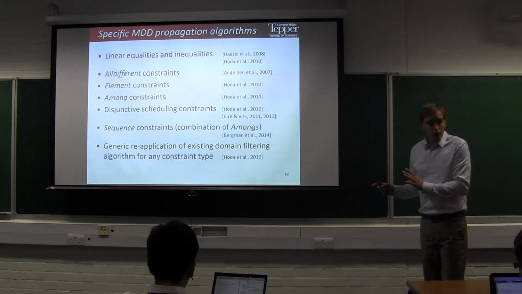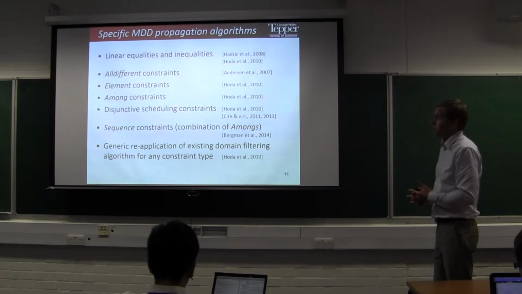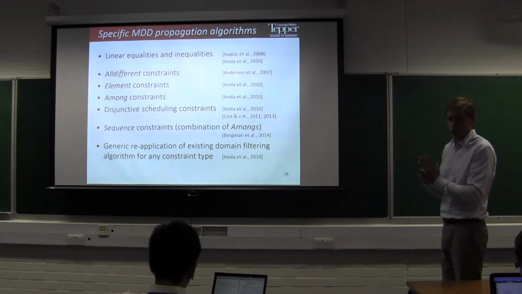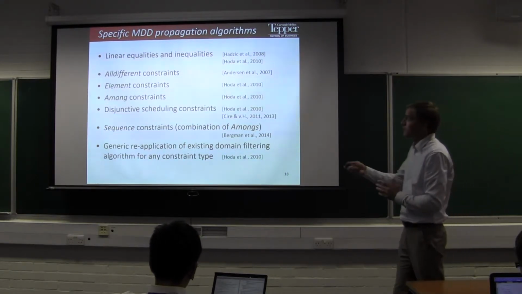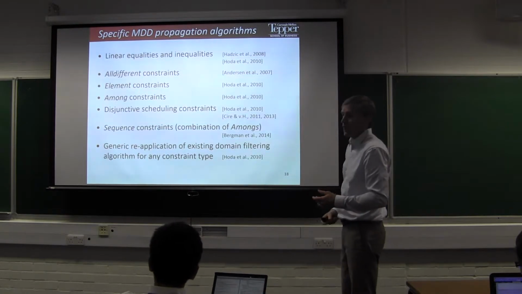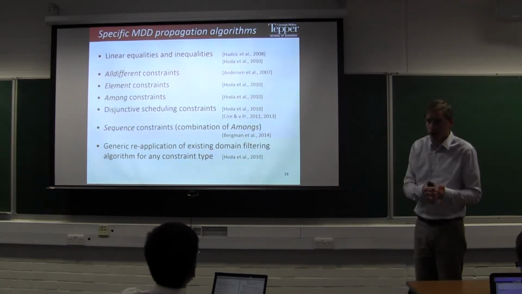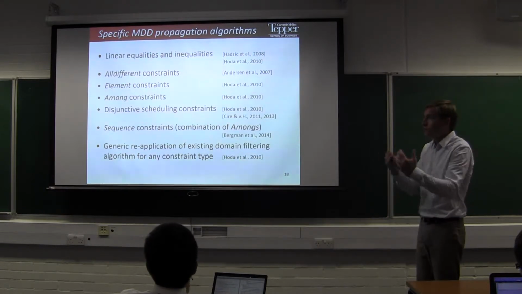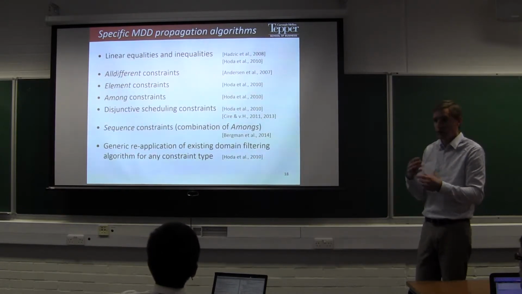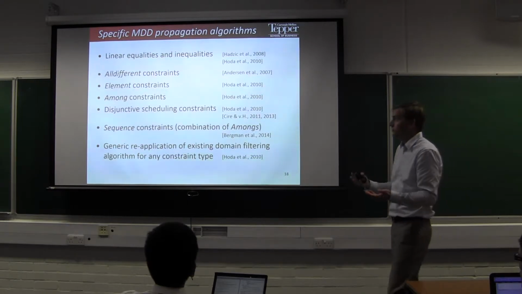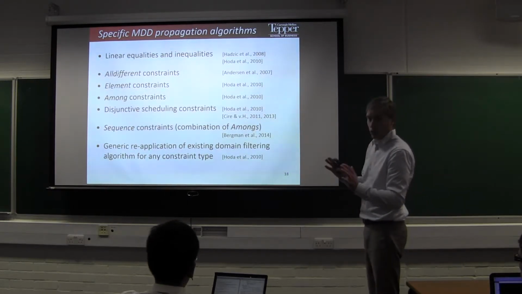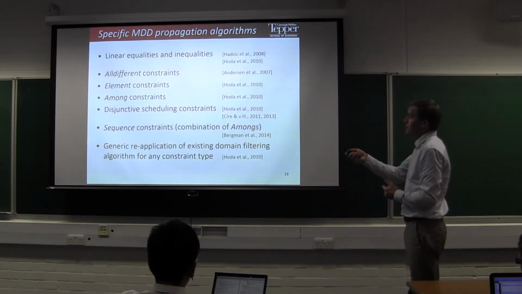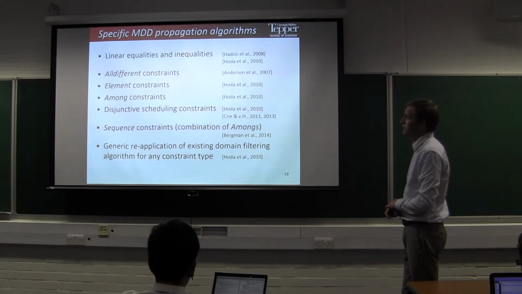If you would do this, the task is quite big. Now you have to go over all constraints in your library. Some of these are listed here. And you have to augment those existing propagation algorithms, and you have to make them suitable for MDDs. They should receive a decision diagram, and instead of just doing the domain updates, now you have to update the MDD.